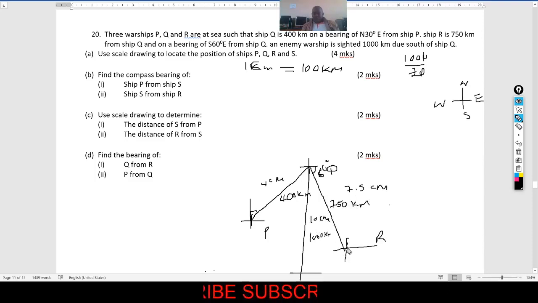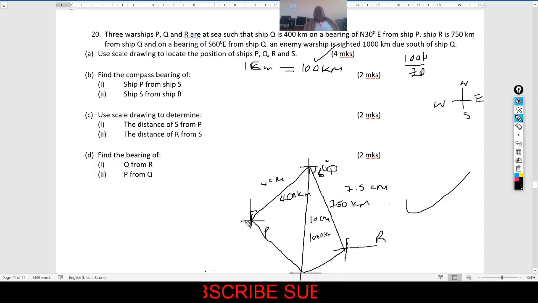From there, after drawing, you join the points, and there is also this one. So this is how the figure should look. After you draw the actual, you measure those distances using the scale I've used here. Just locating these points, 1, 2, 3, and 4 here, you get 4 marks. Locating the points, you score your 4 marks.